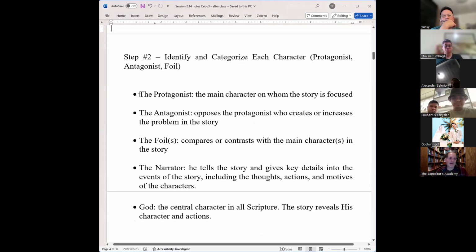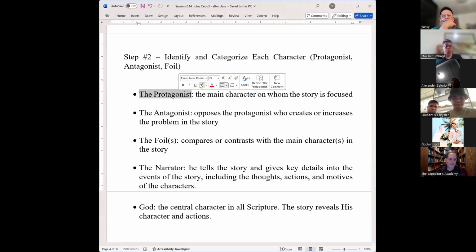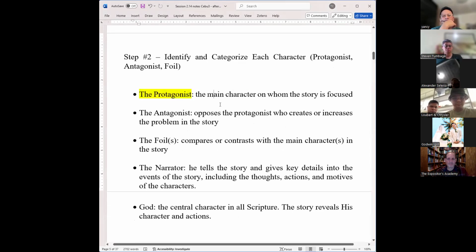We have the protagonist, which is the main character. And the protagonist could be good or bad. Generally, they're good. Generally, they're like the hero of the story, but not always. They're the main character around which the story surrounds and focuses.